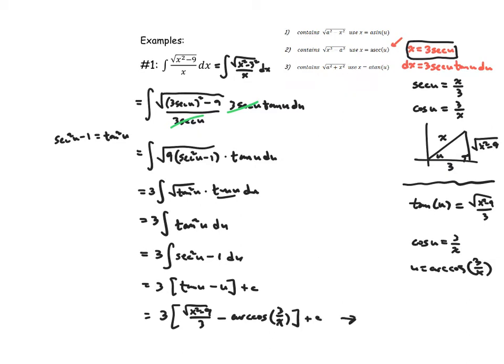So let's simplify this out, put it in a different color here. The 3's would reduce on the first term, so that'd be x square root of x squared minus 9 minus 3 arc cosine of x over 3 plus c. There you have it. That's the integral of the square root of x squared minus 9 over x. Let's go through another question here on the next slide, but we're going to use very similar steps in the same process.